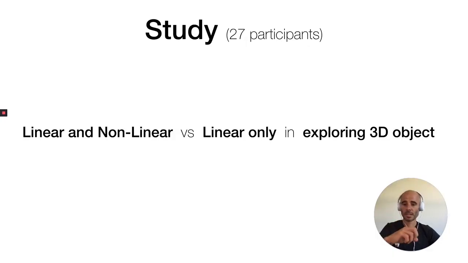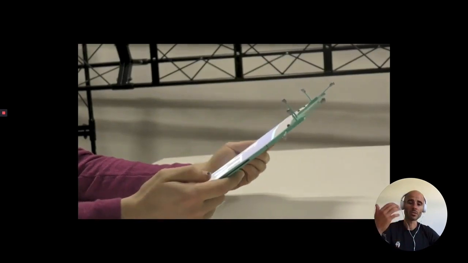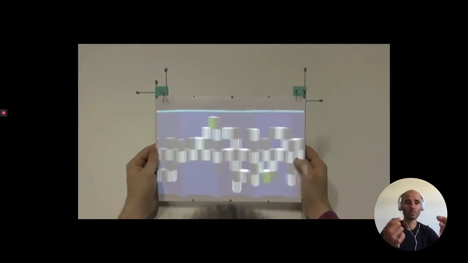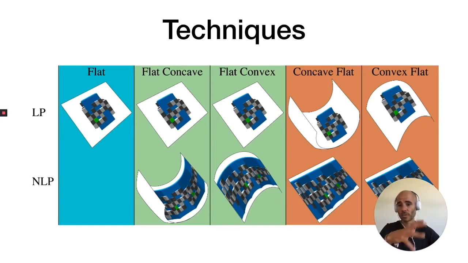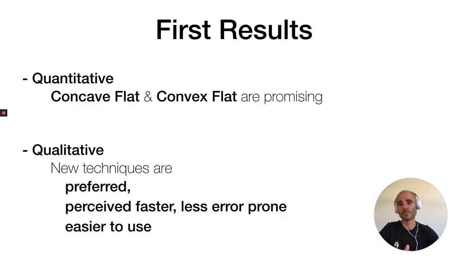To evaluate this idea, we conducted a study with 27 participants. We aimed at highlighting the benefits of using both linear and nonlinear perspectives against linear only. We created specific models, and the main task was to evaluate the length of a path around a big cube. We proposed 4 new techniques illustrated here, which are the combinations of bending shapes and perspectives. For example, with the concave flat technique on the right, the initial shape is concave, and the nonlinear perspective is obtained by flattening the tablet.